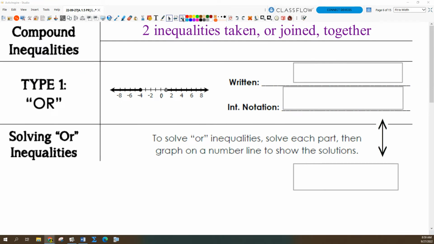Okay, so now let's move up to compound inequalities. So compound just means two or more things taken together, right? So what's a compound inequality? Well, it's going to be two inequalities taken or joined together. So there's two different flavors of compound inequalities. There are or inequalities and and inequalities, and they look different.